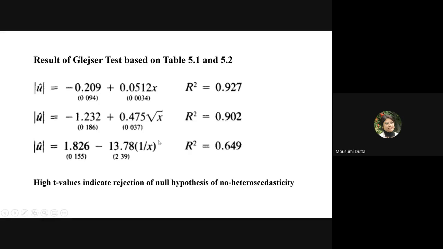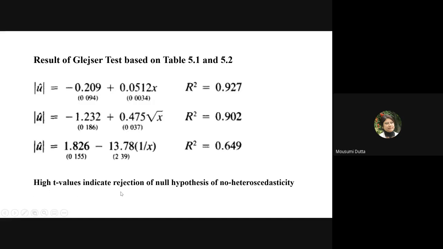These are the 3 estimated regressions: x, root x, and 1 upon x. In all the cases, you are considering the modulus value of the residual, and that you are regressing on x, root x, 1 upon x. Okay. So, if you look at the standard error and the coefficient value, if you divide this by this, the t statistic will be very high in all 3 cases.